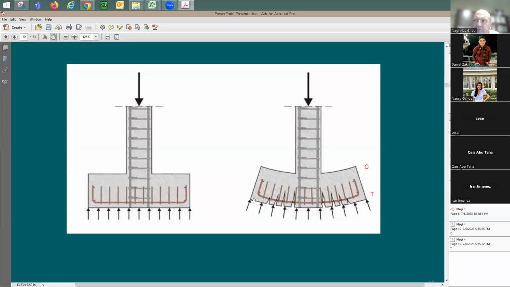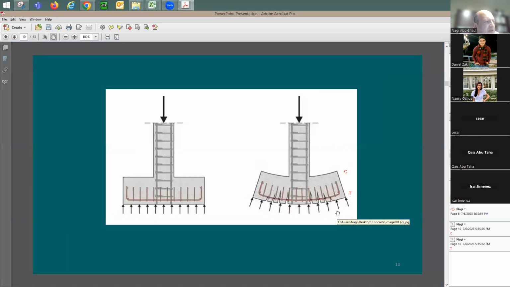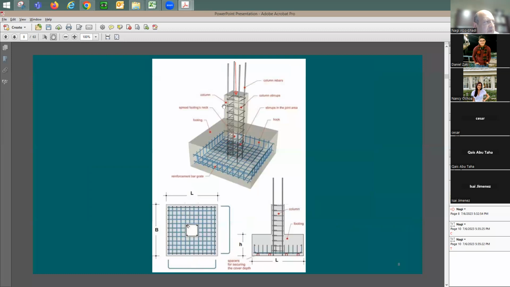Why do I need a mesh? Why do I need these reinforcing bars in both directions? Let me check this out. Because when you put here an axial load, this side here, this line, if I may call this line AB, look at this. Here's A, here's B, and here's C.